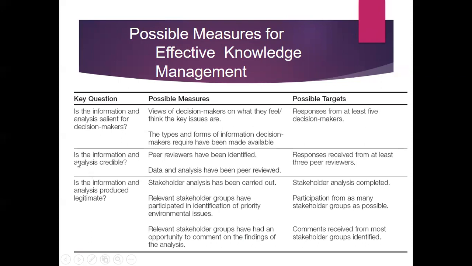All right, I'll give you one more here. Is the information analysis credible? So credibility. We're looking at credibility. We're measuring credibility here. The possible measures: peer reviewers have been identified. So remember, a peer reviewer or a completed peer review would be a measure of credibility. Data analysis have been peer reviewed. So how do we translate that to what we are measuring? You might say then that responses received from at least 3 peer reviewers.